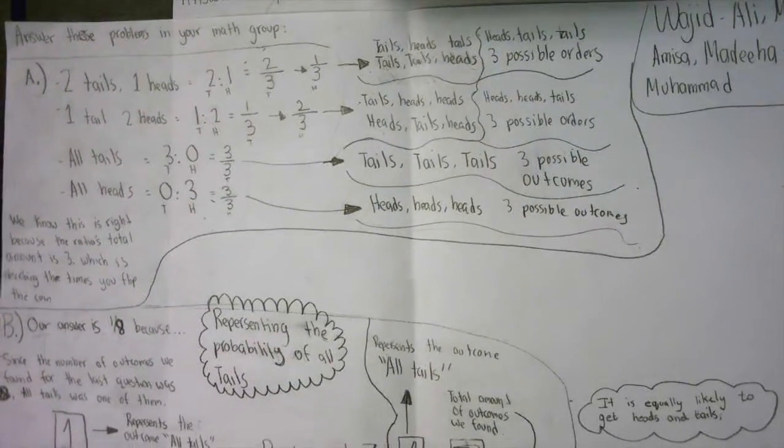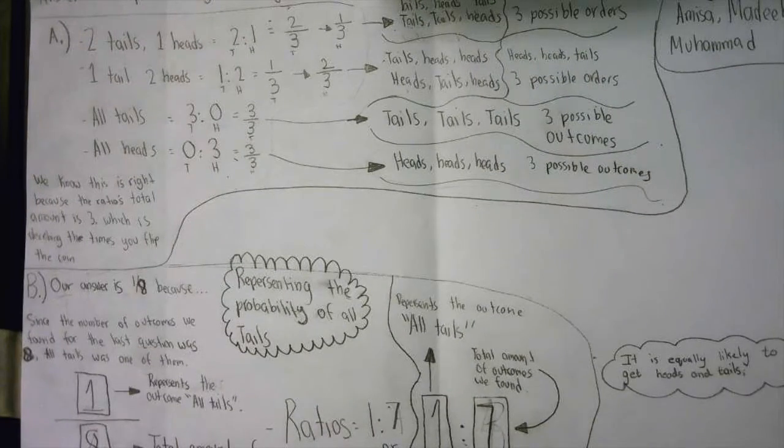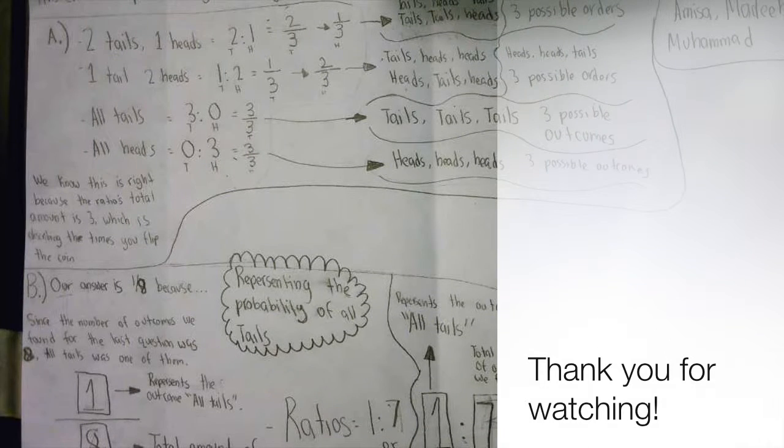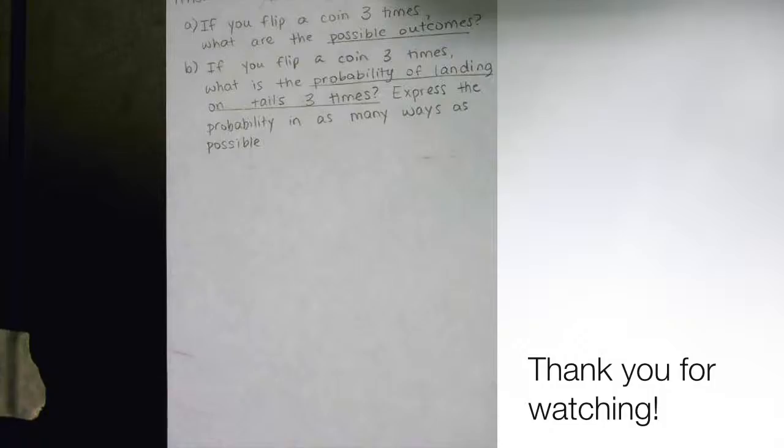Right, so if you only flip the coin one time, it would be equally likely to get heads and tails. But once you start flipping more than once, the probability of getting all tails goes down because there's more combinations that are a mixture of heads and tails, right? So this is great. The ratio is there's 1 combination that's all tails, and there are 7 combinations that are not all tails. Good job. Great work with the ratio.